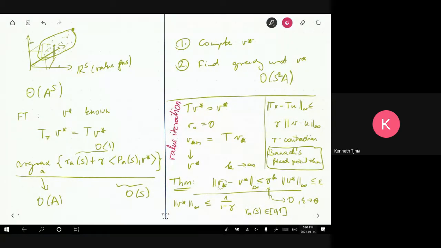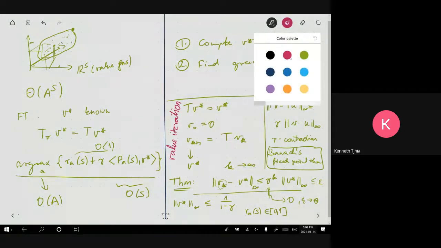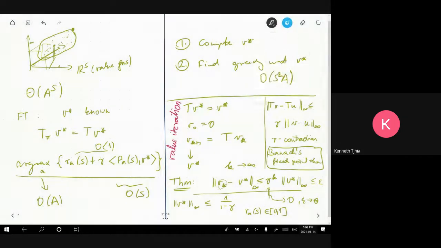Okay? I just had one question. The right-hand side, where you have TV minus TU smaller than gamma, is that an assumption, or why is that true? No. This is a proposition, or theorem, if you wish. This is a proposition that this is true, and then we call this function a gamma contraction, or this operator a gamma contraction.